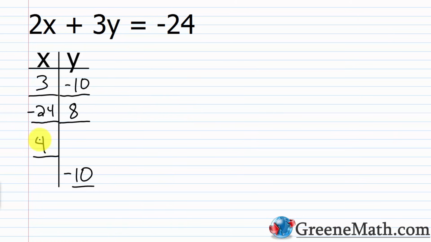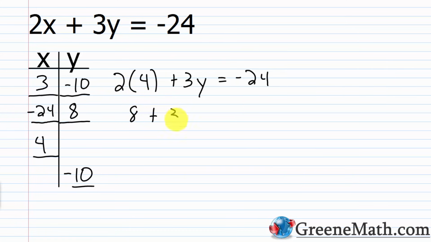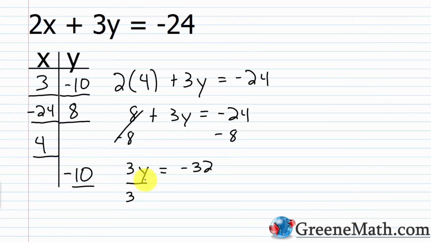All right, for the next one, I have an x value of 4, and I want to find the unknown y value. So I'll have 2 times, I have x, I'm plugging in a 4 for x, plus 3y equals negative 24. So 2 times 4 is 8, so we have 8 plus 3y equals negative 24. We subtract 8 away from each side. We'll have 3y is equal to negative 32. Divide both sides of the equation by 3 so that I can isolate y. And I'll have y is equal to negative 32 thirds.